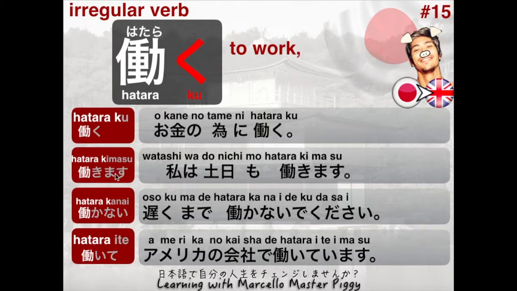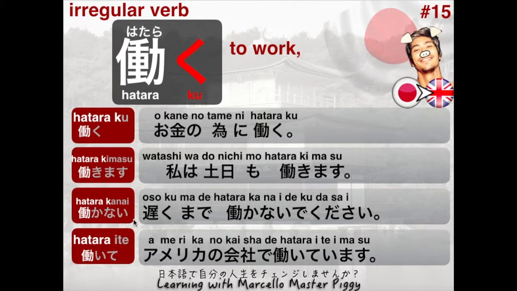Next one is our masu form, hatarakimasu. So for example, watashi wa donichi mo hatarakimasu. I work, right? Watashi wa is I. Donichi is the abbreviation of doyobi and nichiyobi, Saturdays and Sundays. Mo means also. Hatarakimasu. So I also work on Saturdays and Sundays.